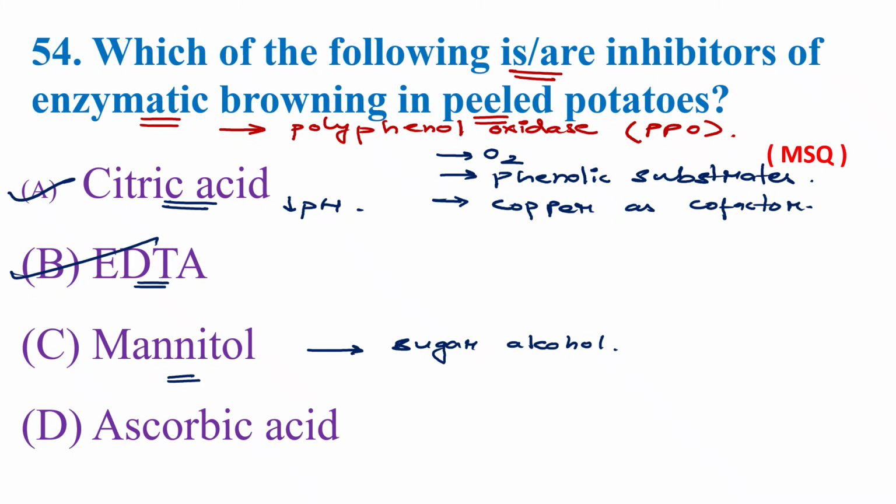Next, ascorbic acid, which is also a good reducing agent. It will convert the brown quinones back to colorless phenols, and it also lowers the pH, so this will delay the browning reaction. So options A, B and D will be my correct options.